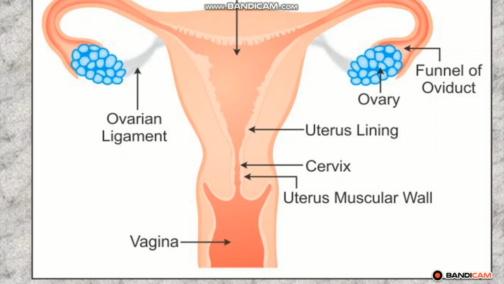The endometrium means the innermost wall of the uterus, on both sides. The endometrium undergoes changes during the menstrual cycle.